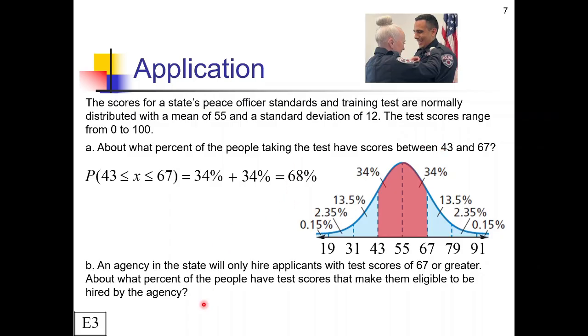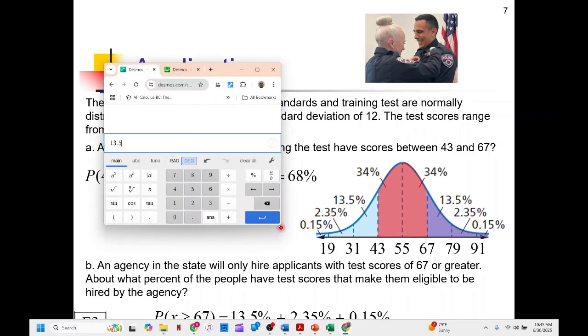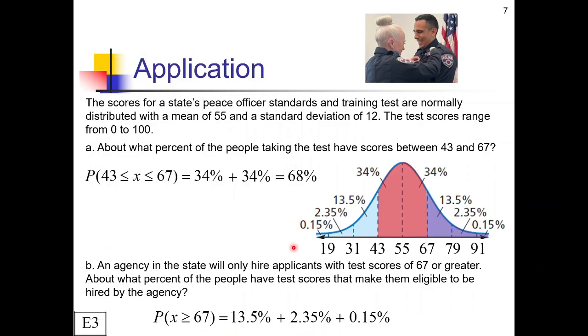For this next part now, they wanted scores that are 67 or greater. So that's going to be everything from 67 onward over here. So that's going to be 13.5% plus 2.35 plus 0.15%. And let's plug that into the calculator. So 13.5 plus 2.35 plus 0.15 comes out to exactly 16%. So 16% apparently of people actually are eligible for this agency. So pretty selective, it sounds like.